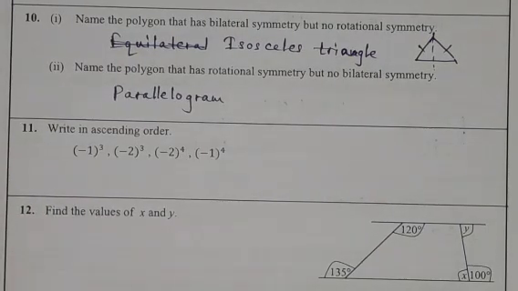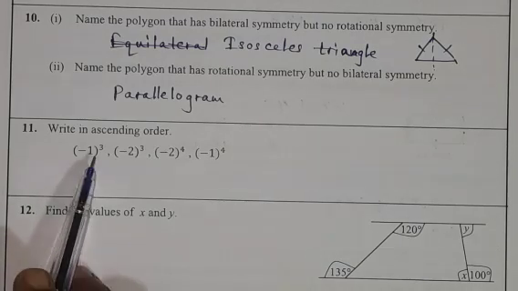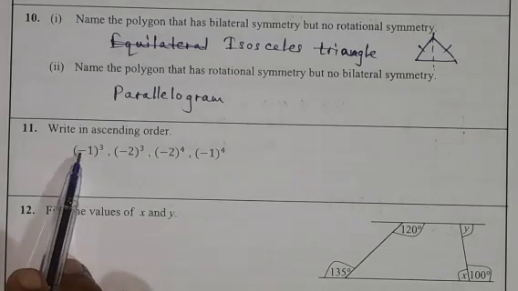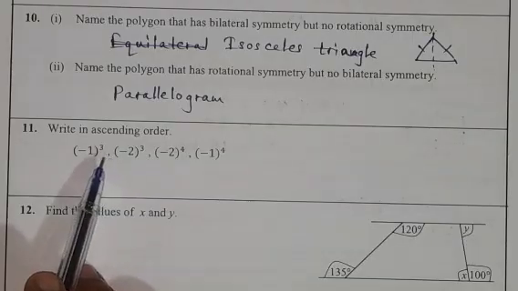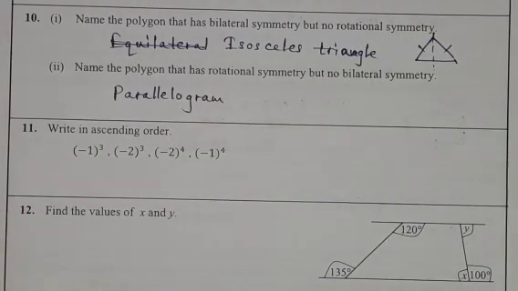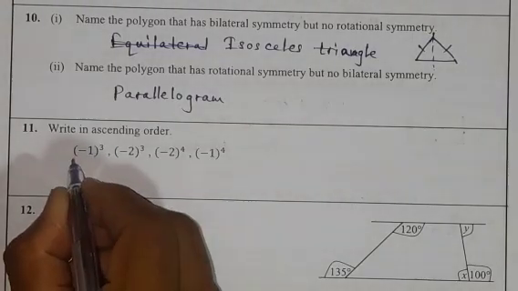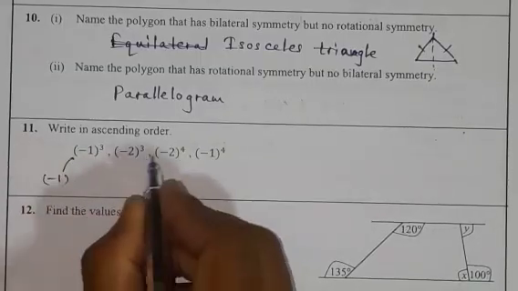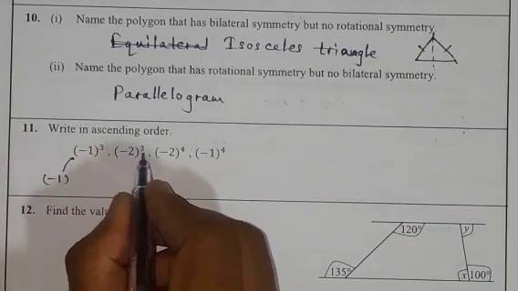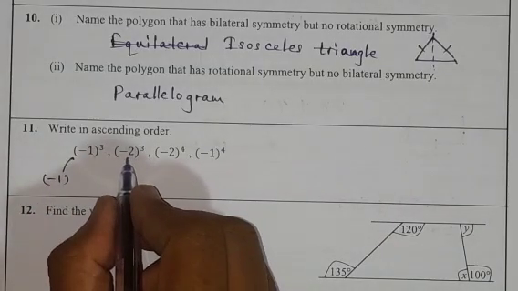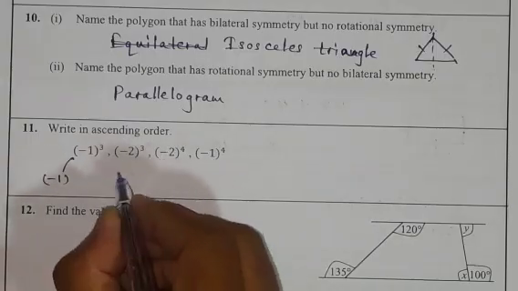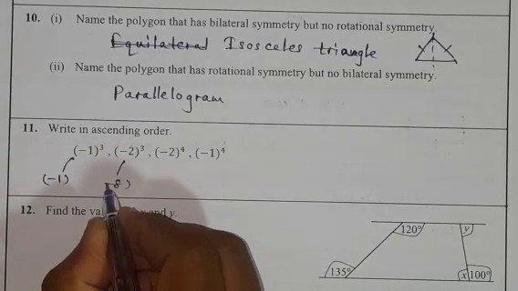Then question number 11. Write in ascending order. We want to find the values in the given powers. Minus 1 to the power 3. Minus 1 is multiplied 3 times. So the answer here is minus 1. Then here minus 2 to the power 3. Minus 2 is multiplied 3 times. So the answer is minus 8.